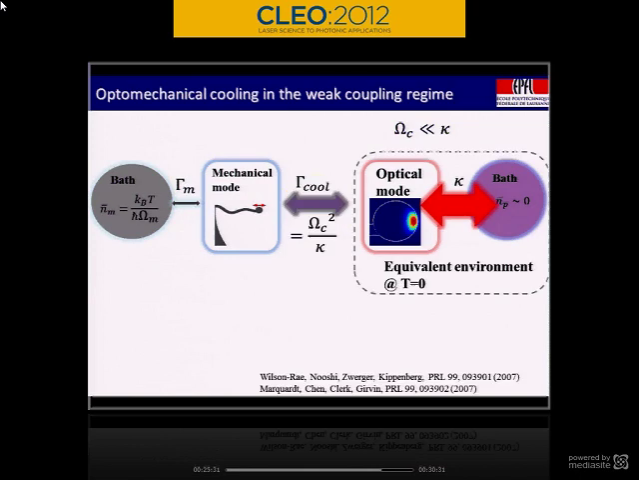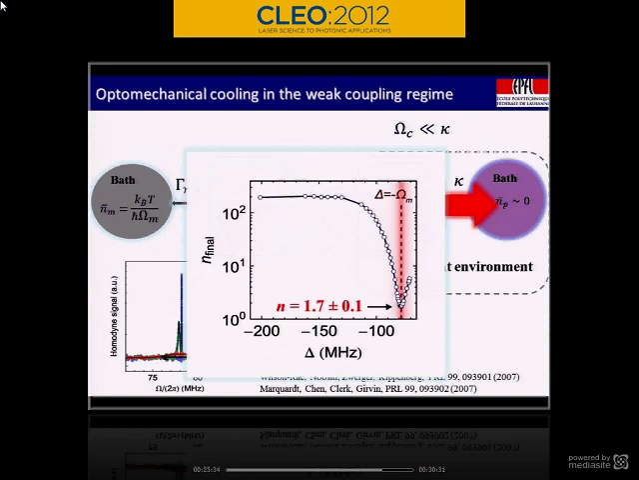Now, we can also look at these data slightly differently. We can plot, for instance, the occupancy as a function of laser detuning. What you expect here is that exactly on the lower sideband, the occupancy is most strongly reduced to about 1.7 quanta. Now, what you can do next is also increase the laser power. What this entails is that the coupling rate will get even stronger, so it will start to exceed the cavity decay rate.